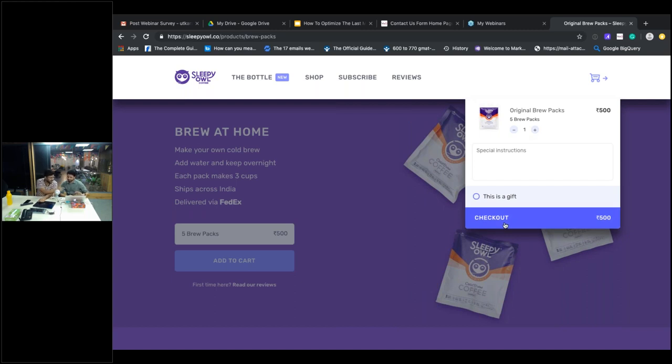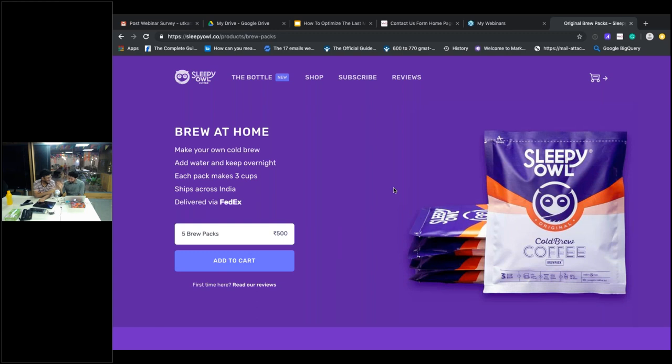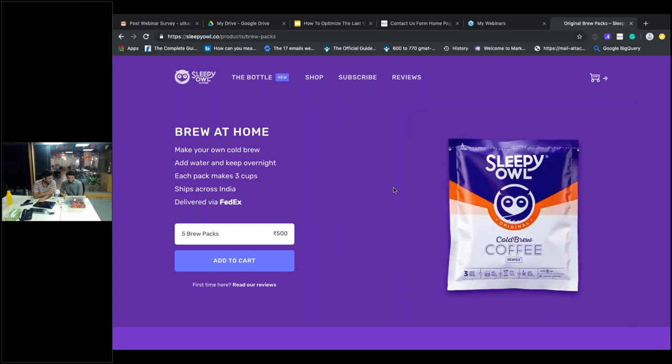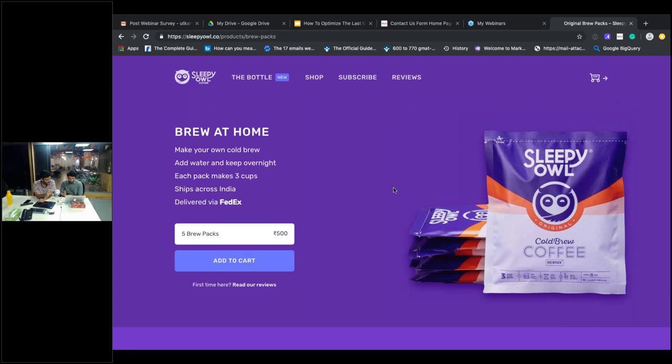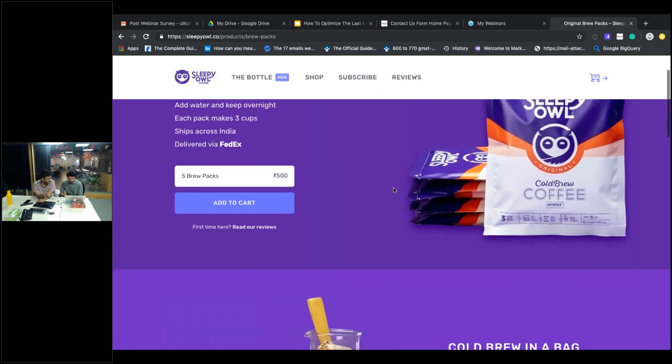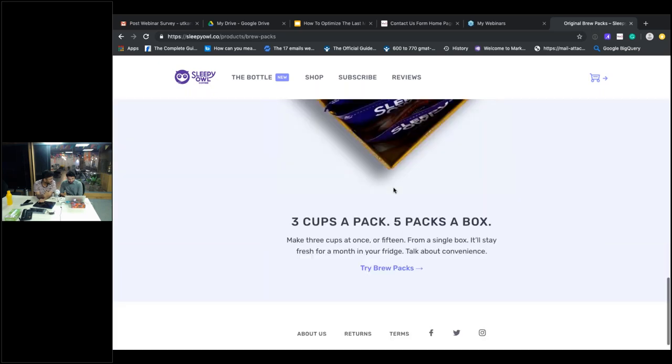That's right. But if you go back again, sorry, I like where you're coming from. Now it talks about five brew packs, which is great, and it's given me a price point. But at the bottom, you see a tiny little line. It says, first time here, read our reviews. It's interesting, I feel like it should be able to realize that we are first time buyers of the product.